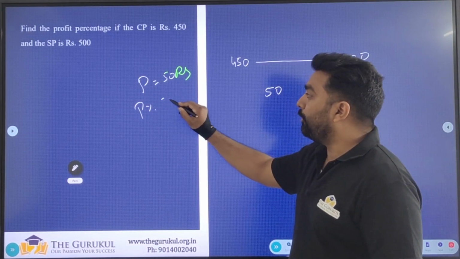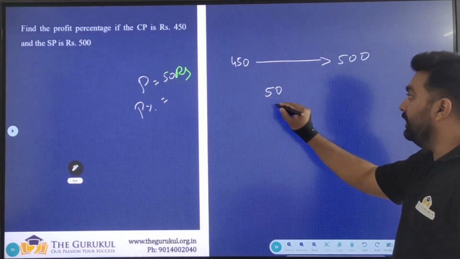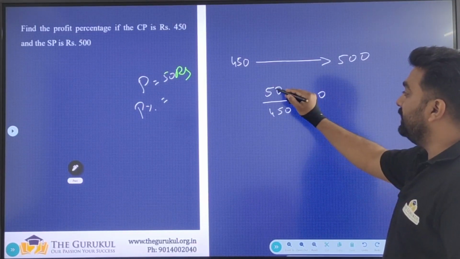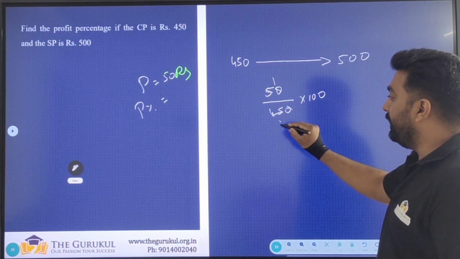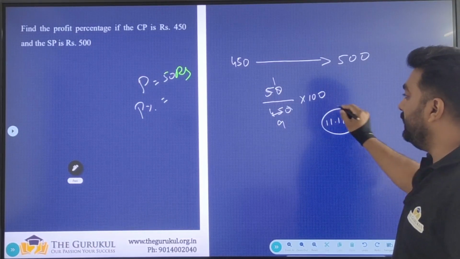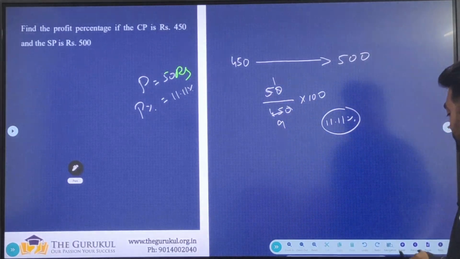But if I want profit percentage, it should be always in comparison to your cost price only. So profit on 450, I want percentage multiplied with 100. 5 ones, 5 nines, 1 by 9 as a percentage, 11.11%. Clear?